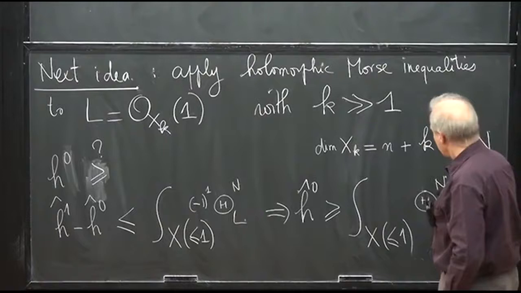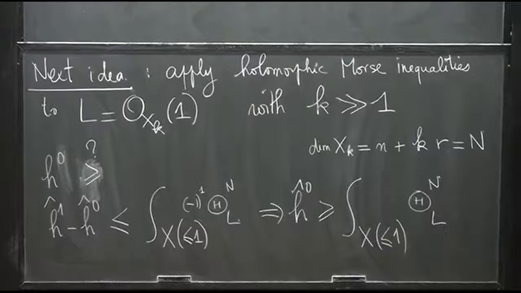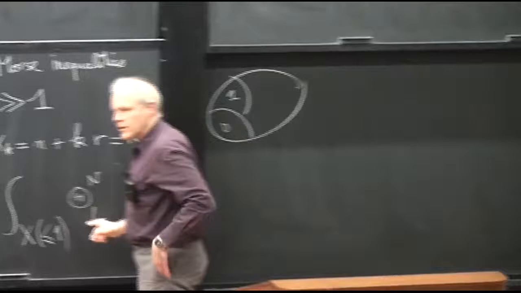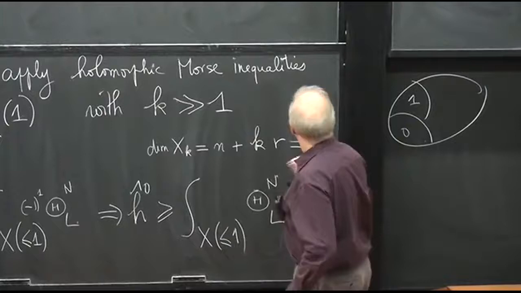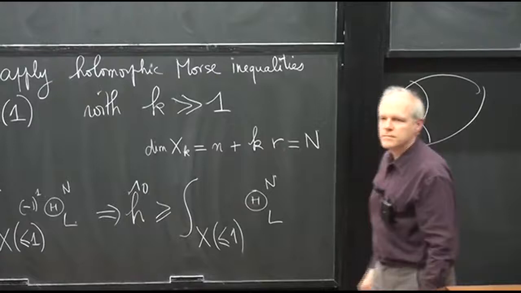So this integral is a difference of two positive things. You have two chambers, the zero and the one chamber. On the zero chamber, the curvature is positive, and on the one chamber, the sign here is minus. Therefore, it's a difference. And you need to have more points of index zero than the points of index one. If you can prove this, you're done.